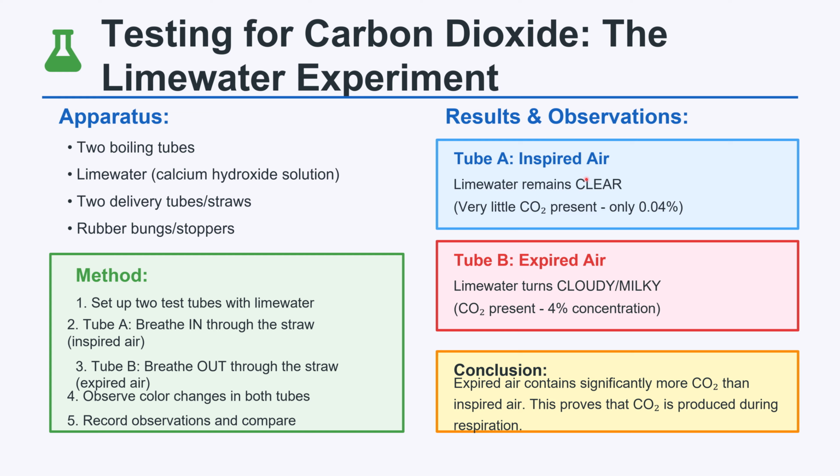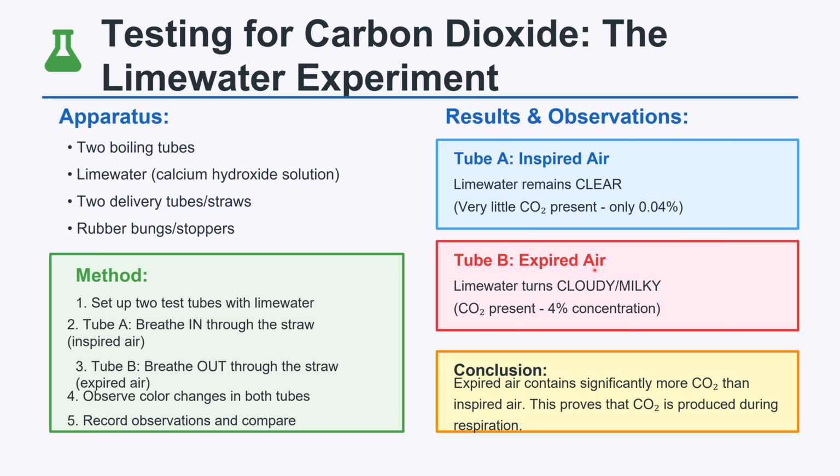Results and observations. Tube A, inspired air: the lime water remains clear, with very little carbon dioxide present, only 0.04%. When you breathe in through the straw, the lime water remains clear because there is very little carbon dioxide in the atmosphere.